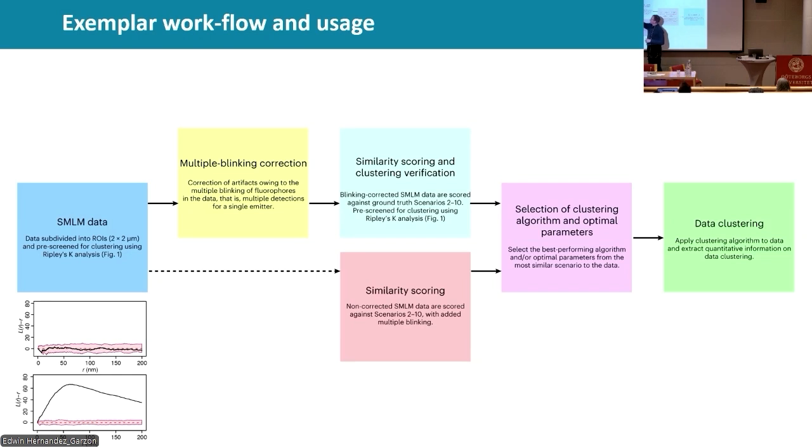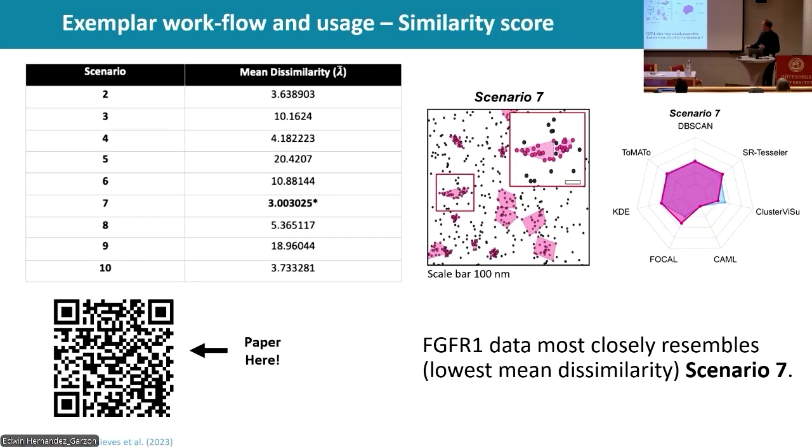So either you try to correct for the blinking or not, and then they developed a method to find similarity between two datasets. The idea is that you have your data, you will try to find the similarity with the simulations that were already defined in order to find which simulation is very close to your biological data. And then you can go to the results that we got from all the scanning of the parameters of these methods in order to find the best performing method.